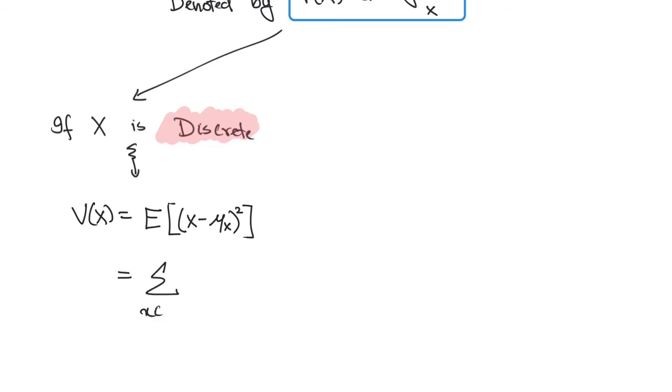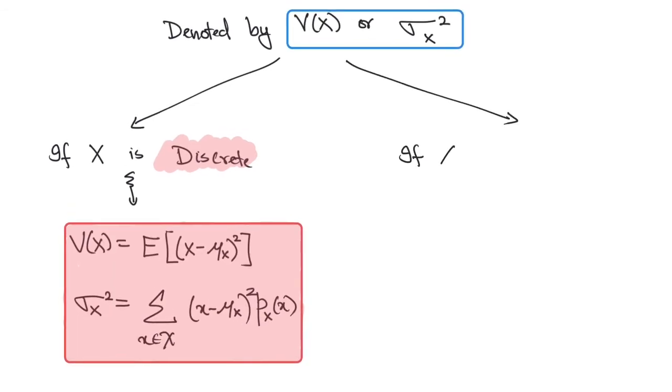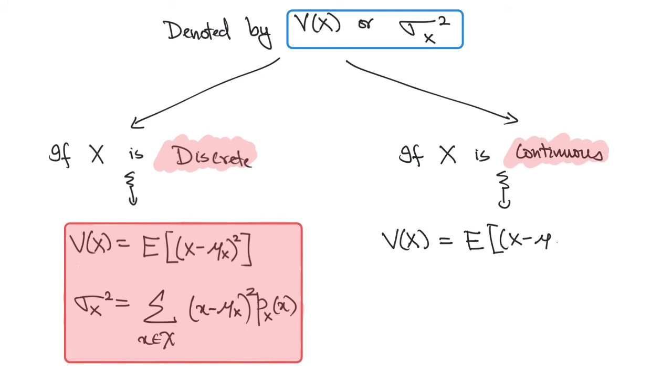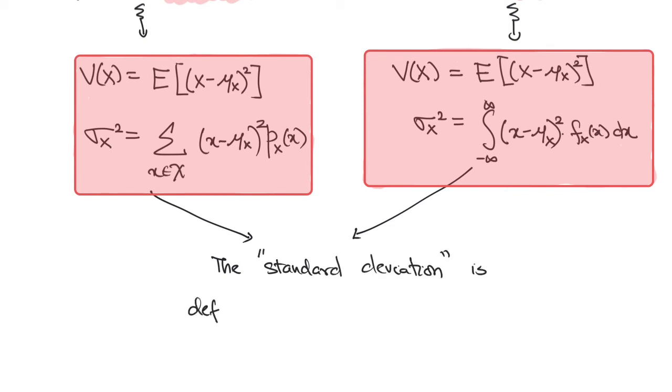squared, which is going to be the sum over all values of the random variable of x minus mu x squared times the PMF of x. On the other hand, if x was continuous, the variance again has the same formula. However, it's going to be now the integral from minus infinity to plus infinity of x minus mu x squared times the PDF of x dx. The standard deviation of the random variable is going to be defined as the square root of the variance.